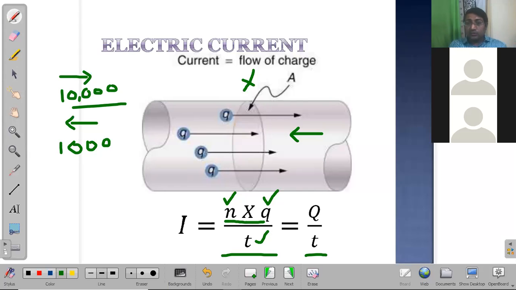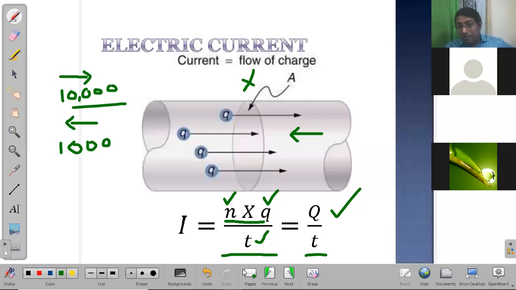So when you do that, you get this total charge, capital Q, divided by the total time period that you used. That's 1 second. So I is given by Q by T. Let me complete this and I'll check the chat. So the unit of charge is coulombs, coulombs per second. Units of time are seconds. So coulombs per second is always amperes. So that's 1 ampere.